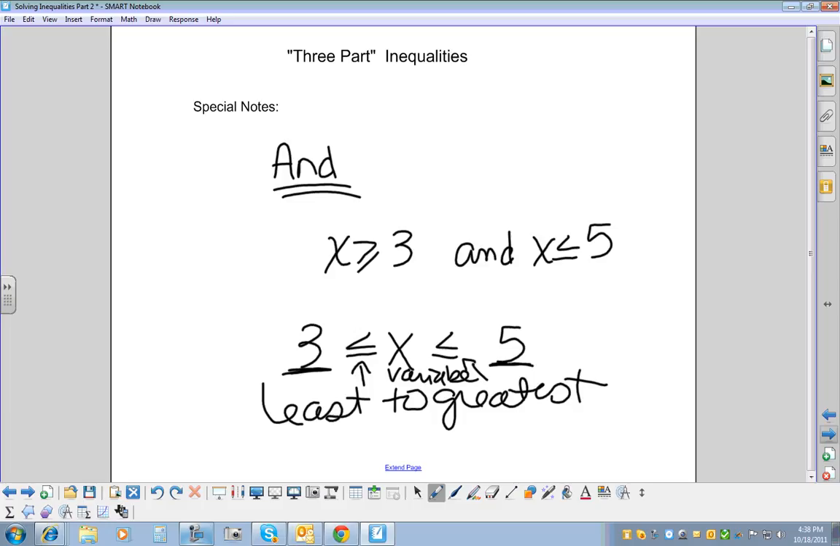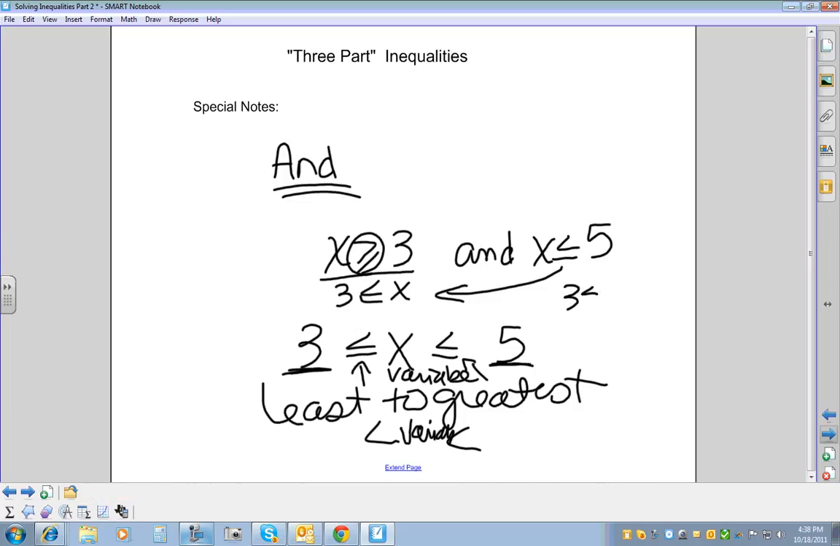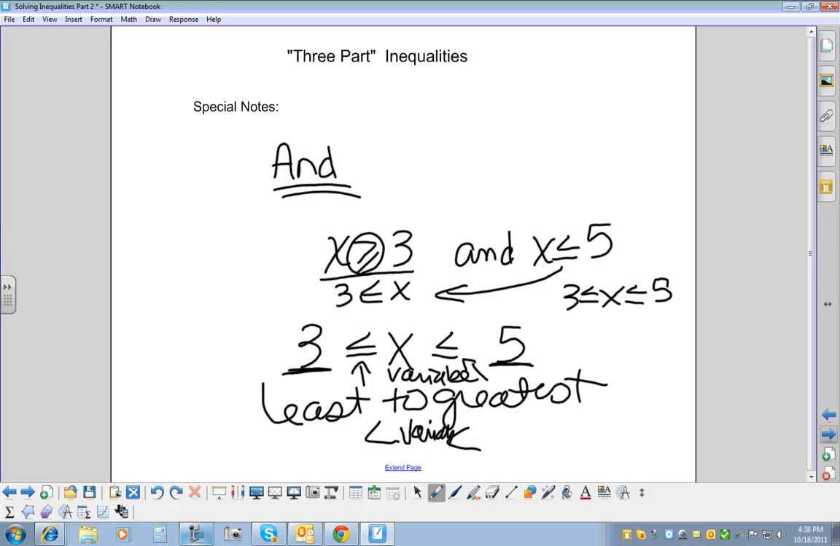Okay, so least to greatest, we always have our less thans, and we always have our variable in the middle. So what we had to do here is turn this one around: 3, x, and remember x has the biggest side pointing towards it, so that's how we had to write it this time. And then we put that together with this one, and since we have 3 is less than or equal to x and x is less than or equal to 5, we can just put that together as 3 less than or equal to x less than or equal to 5.